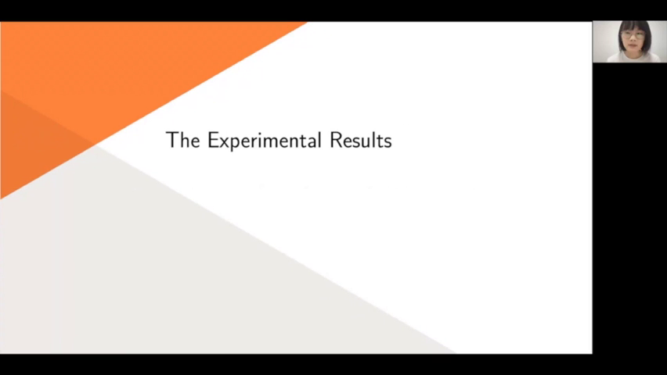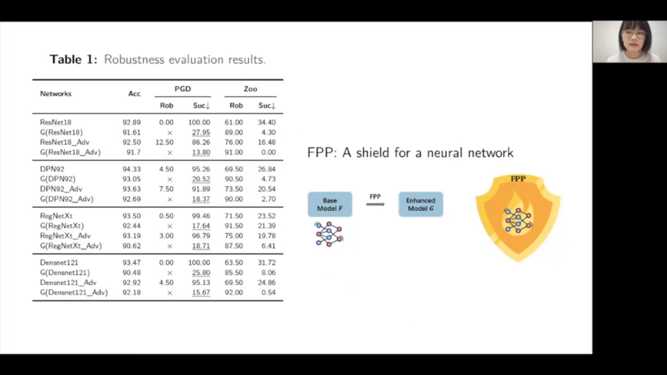These are some experimental results. PGD is a white box attack and ZO is a black box attack. As our enhanced classifier G is not differentiable, the white box attack is invalid. From the table, we can see that FPP can greatly reduce the attack success rate for different models.